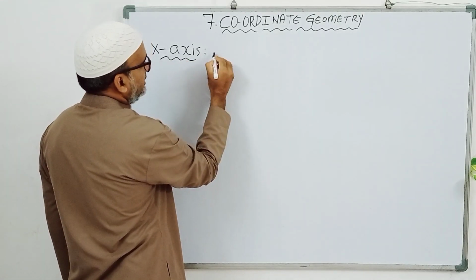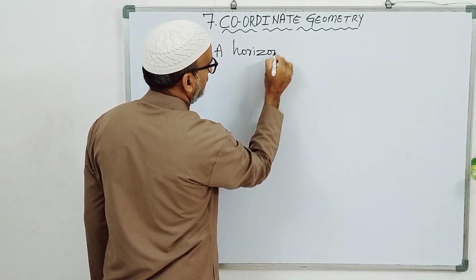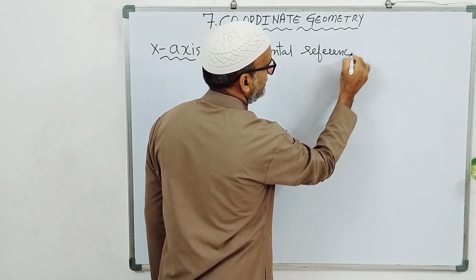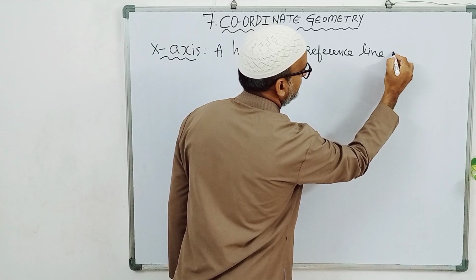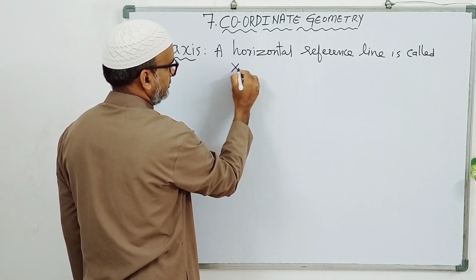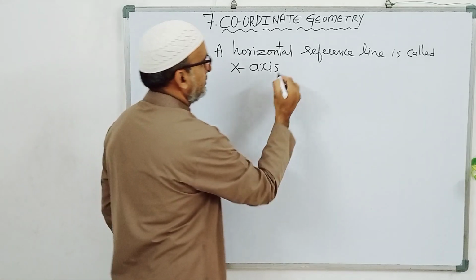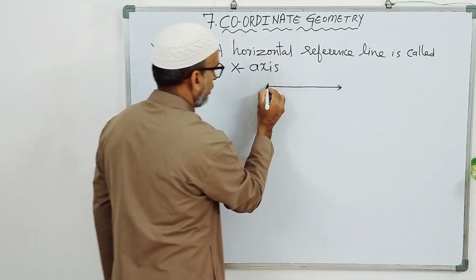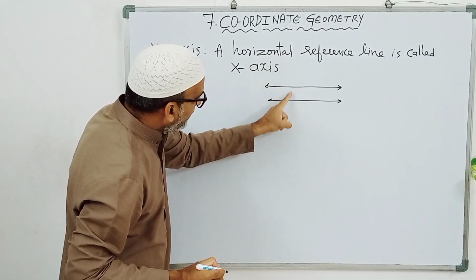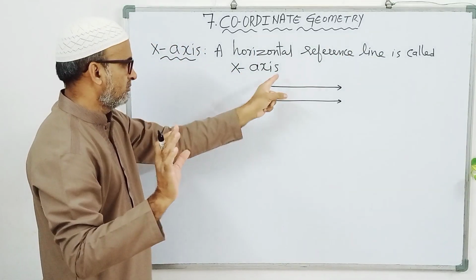Any horizontal reference line is called x-axis. Horizontal means this type of lines. This is called a horizontal line. A horizontal reference line is called x-axis. Okay, this type of lines.